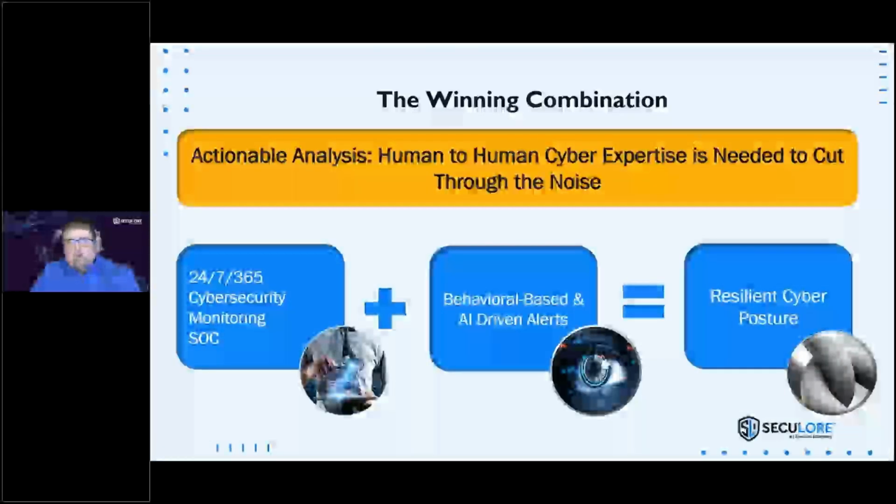And obviously, the winning combination we always talk about is, Aaron talked about heuristic analysis, but I think human-to-human expertise is needed to help you cut through the noise. So you've got the monitoring option, and you've got behavioral-based and AI-driven alerts, and then it gives you a resilient cyber posture. I think combining the automation side with the human detection side is the key piece here in all of this.